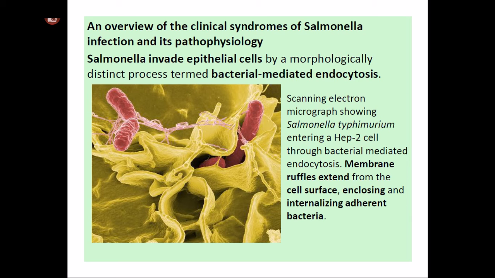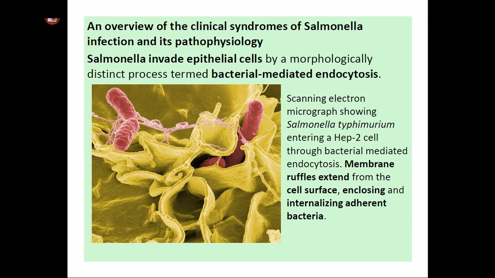And that formation of vesicle is mediated by a membrane modification called membrane ruffling. This membrane ruffling is brought about by modification of the actin cytoskeleton present inside the cell. So it modifies the actin cytoskeleton of the host epithelial cells. As a result, the structure changes, it engulfs the bacteria, and the bacteria, now inside the vesicle, is internalized inside the cell.